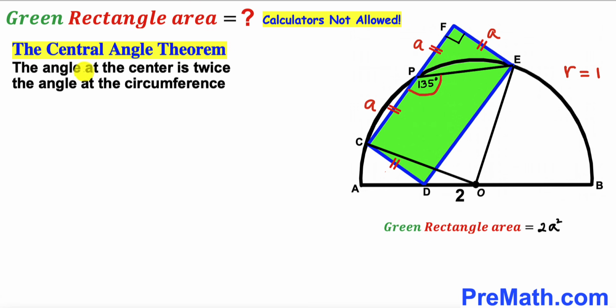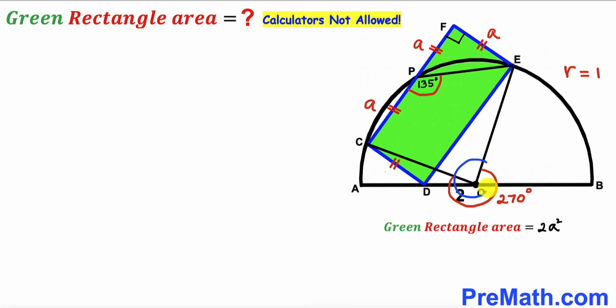And now let's recall the central angle theorem. According to this theorem, the angle at the center is twice the angle at the circumference. We can see this angle 135 is at the circumference, and the angle at the center is going to be this whole angle. This angle at the center is going to be twice of this angle 135, so 135 times 2 gives us 270 degrees. And we know this whole angle is 360 degrees.